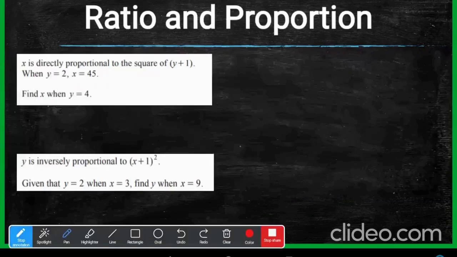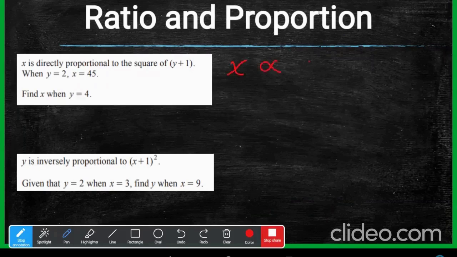Now this is the last question we have. x is directly proportional to the square of y plus 1. So x is directly proportional to (y plus 1) whole square. Okay, this is the question. We remove the proportion sign and write equal to k times (y plus 1) whole square.